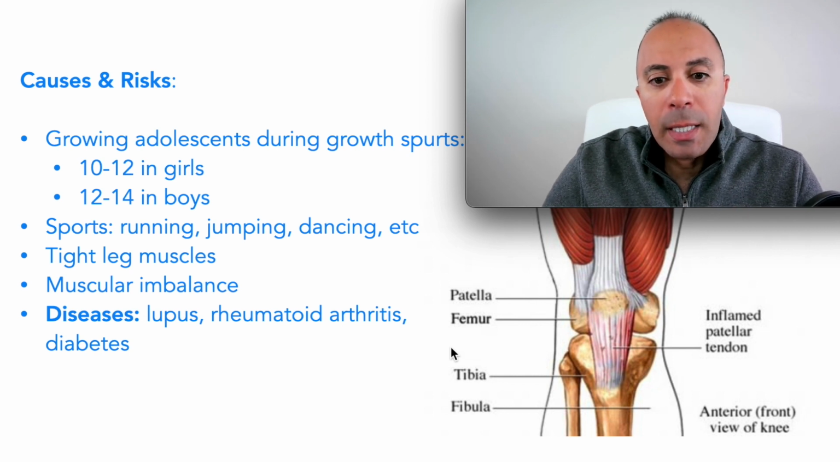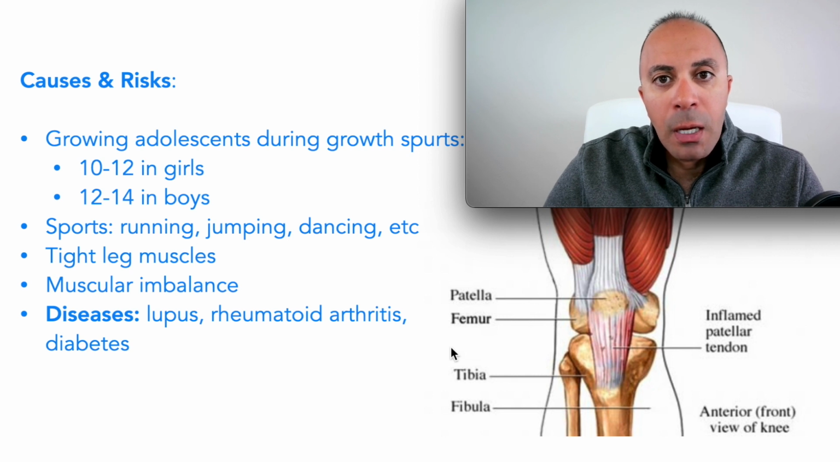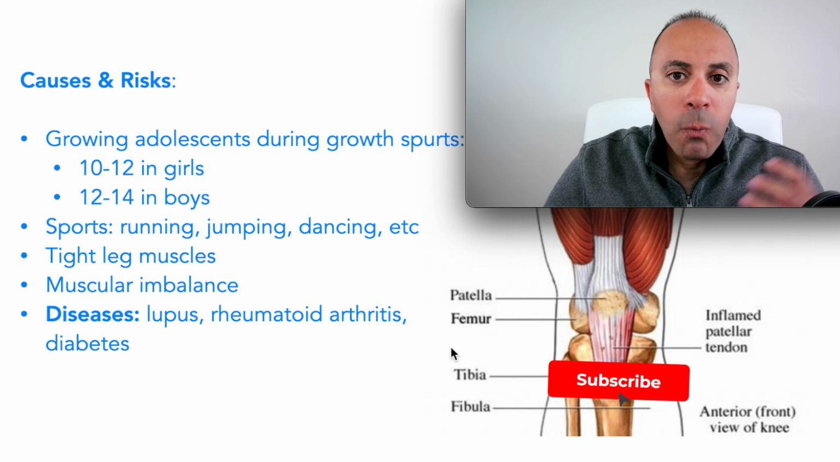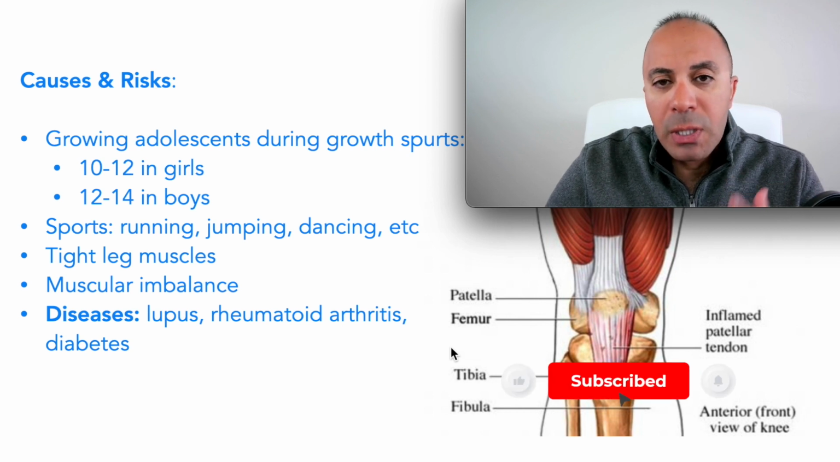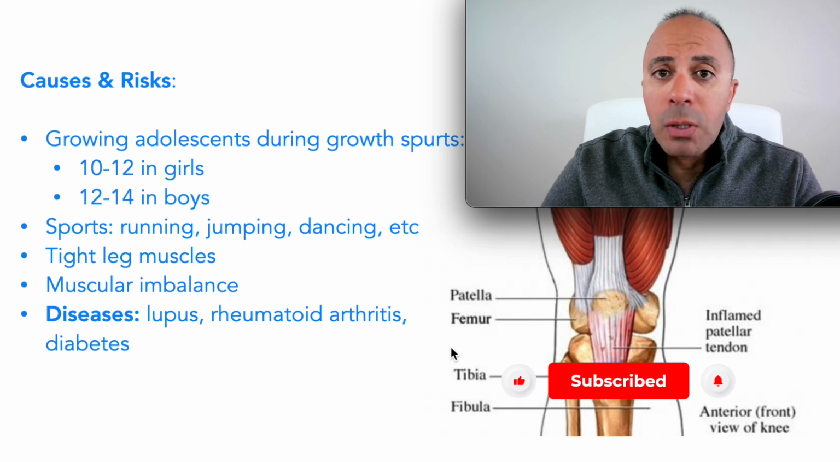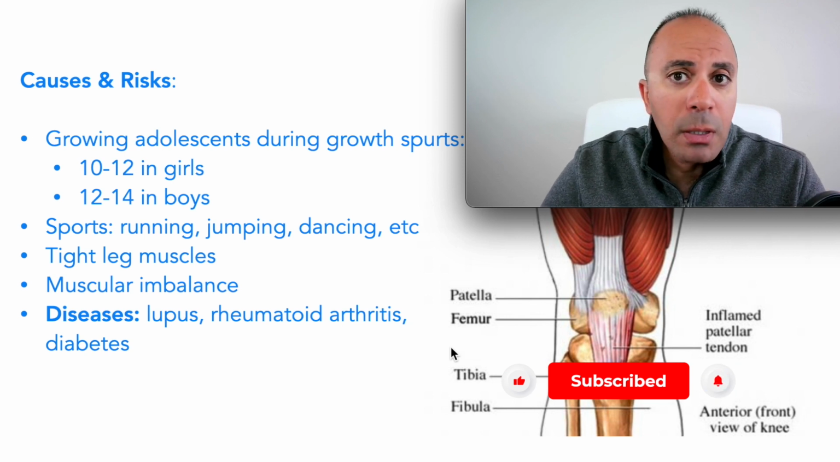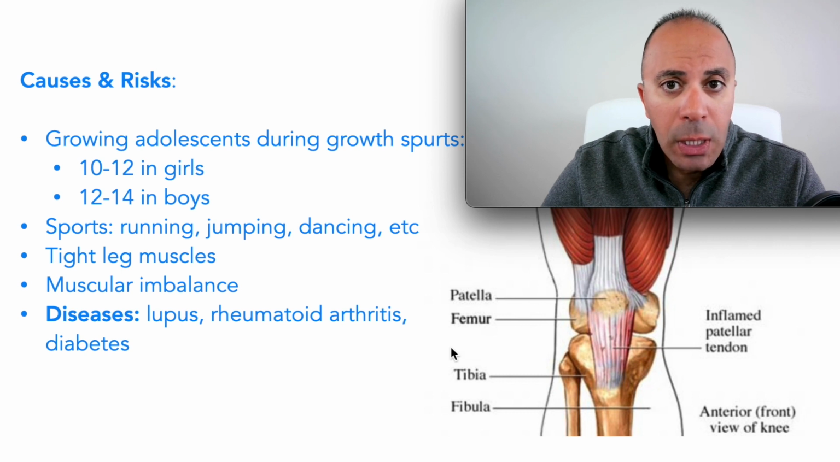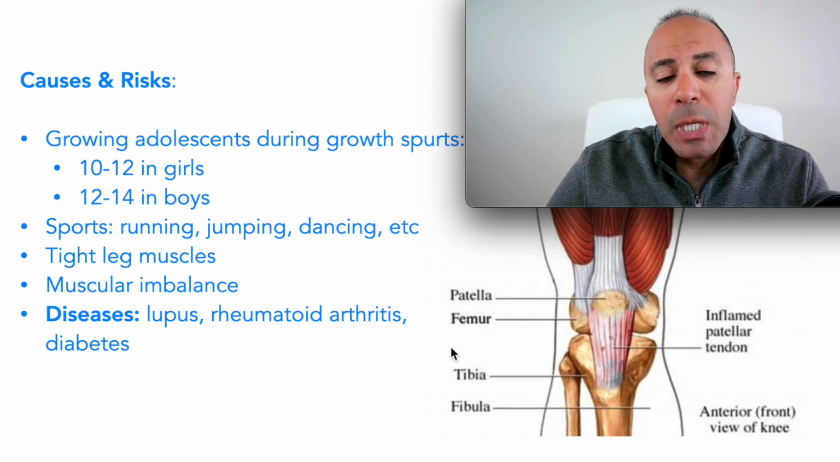And that typically happens if adolescents have poor body mechanics with sports, or they overtrain. That's a very common risk factor. Also, it could happen in adults in relation to sports injury, and that happens because there is a muscular imbalance in the knee. One of the common causes is muscular imbalance.